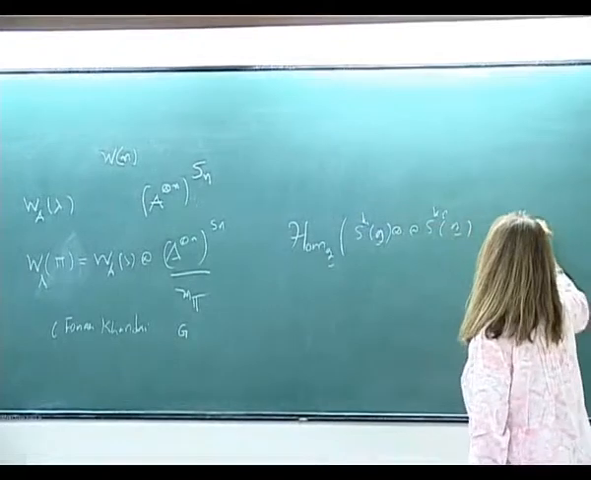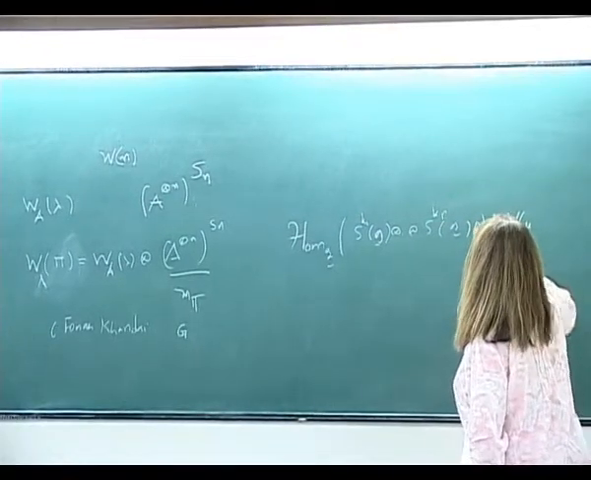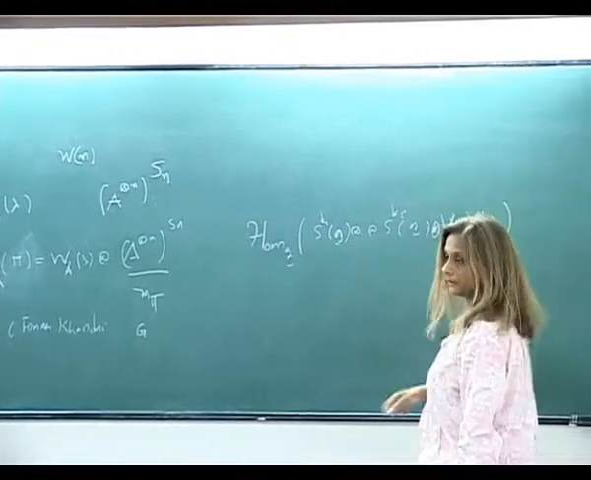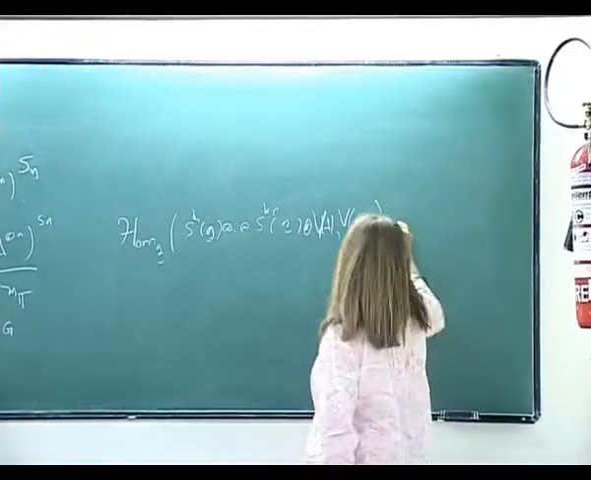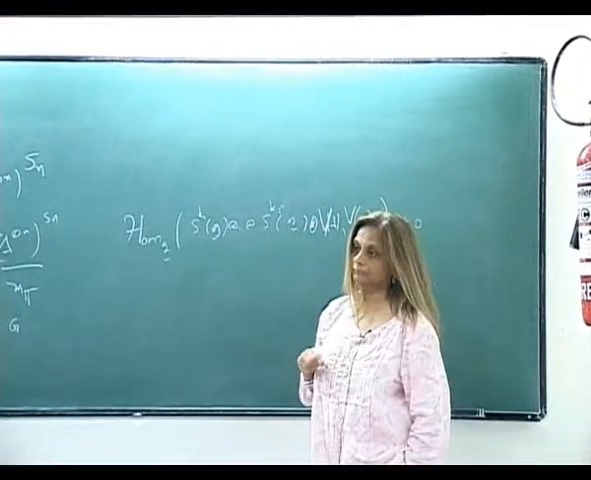Tensor V lambda, comma V mu. V lambda and then comma V mu. Maybe with an R, okay. So suppose this is non-zero.